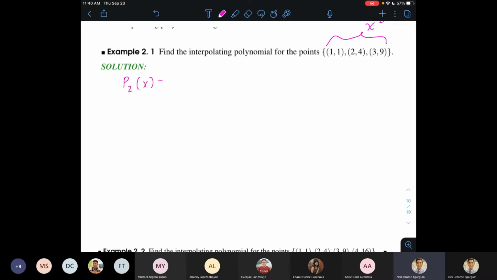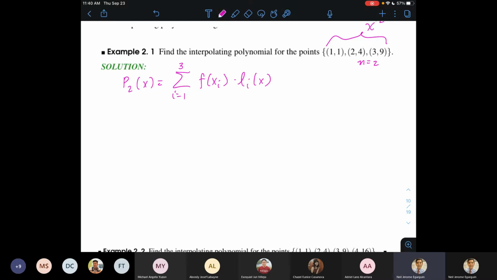So si P2 of x, siya ay sum as i going from 1 to 3. Kasi ang n natin dito ay equal kay 2. So yung upper bound sa summation ay n plus 1. And then the terms in the summation are the product of the function values of the abscissas times the Lagrange basis polynomial evaluated at the variable x. So dito nanggagaling yung degree ng ating interpolating polynomial.